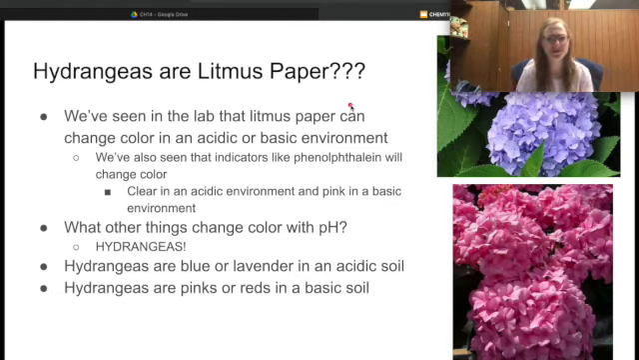Okay, so hydrangeas are litmus paper? What? Well, we've seen in the lab that litmus paper can change color in an acidic or a basic environment. We've also seen in our titration lab that indicators like phenolphthalein will change color. It's clear in an acidic environment and pink in a basic environment. Well, what other things might we have experienced that change color with pH?